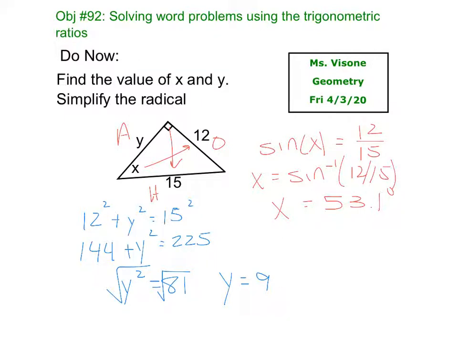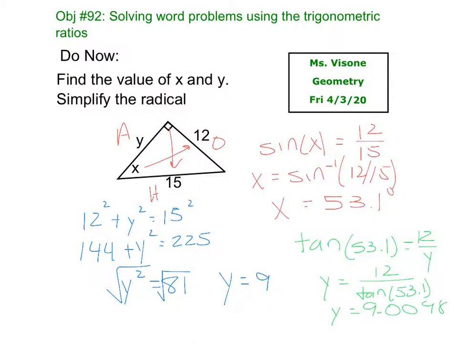And real quick, let's just do it with tangent. So if I did tan of 53.1 equals 12 over y, you get y equals 12 over tan of 53.1. Let's see what that gives us. 12 divided by tan 53.1. We get 9.001. So it's really, really close to the actual answer. It's a good estimate, but 9 is the exact answer.